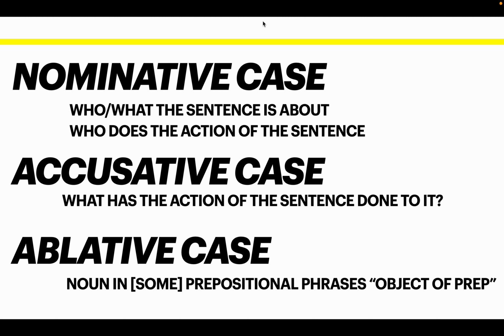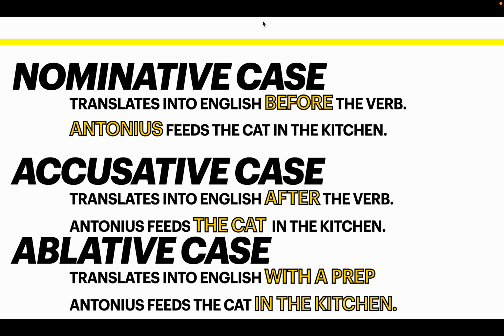Now we're going to introduce a new case, which is called the ablative case. The ablative case is used as a noun in some sort of prepositional phrase, and it's what we call the object or the noun of a preposition. So the nominative case, just as a recap, translates before the verb. For example, Antonius feeds the cat. Antonius would be nominative, acting as the subject.